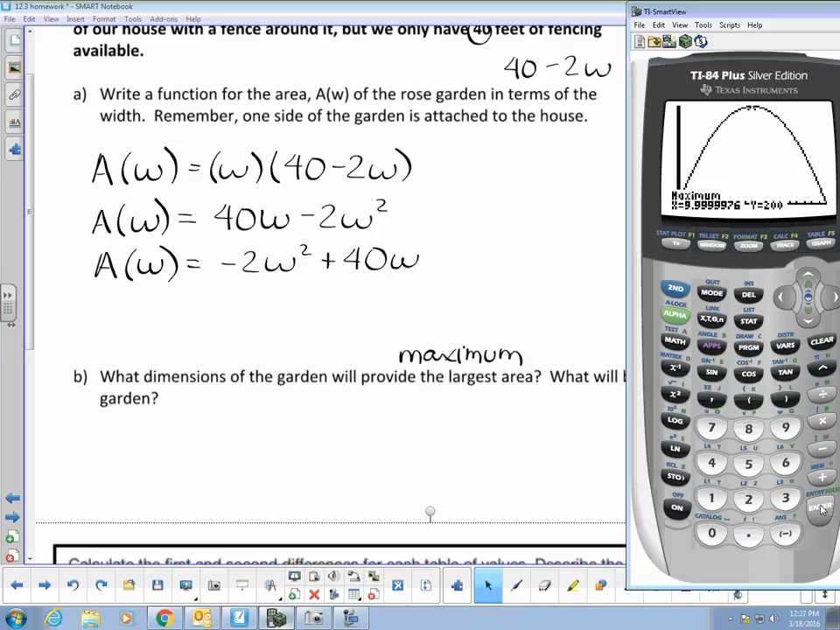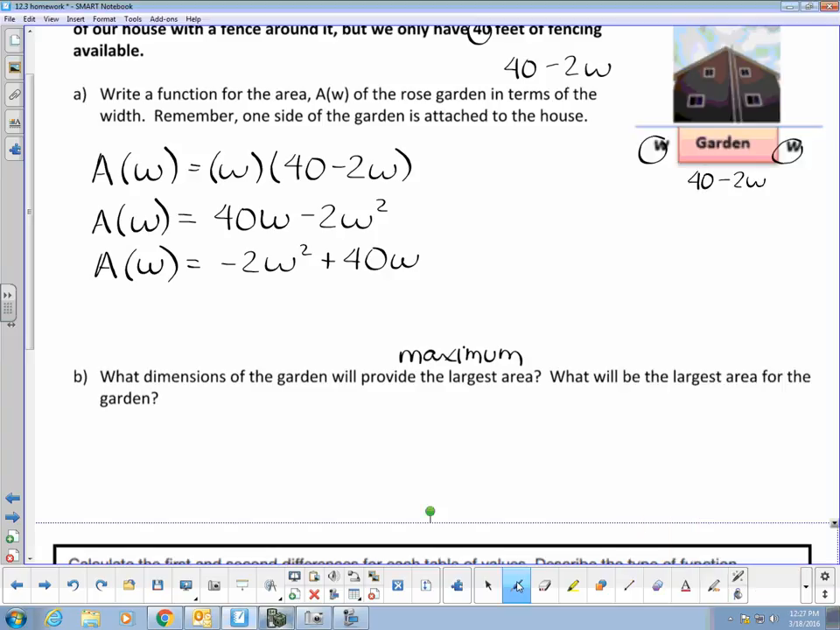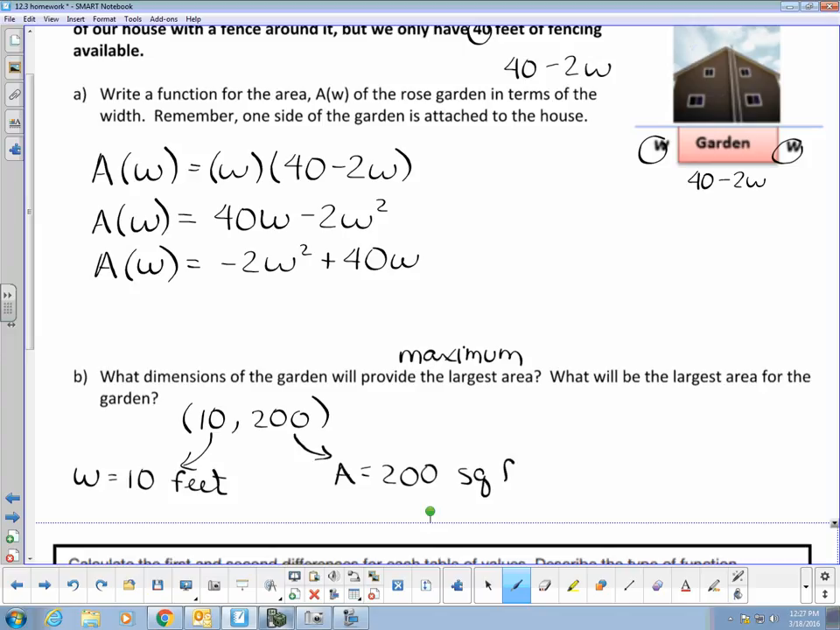All right, so I see two numbers there. My first value is an x value. It says 10, and my second value is 200. So let's talk about what those two mean. My maximum is (10, 200). What that means is when my width is 10 feet, my area is 200 square feet. So my x value tells me the width, what is W, and the y value in this ordered pair tells me what the maximum area is.